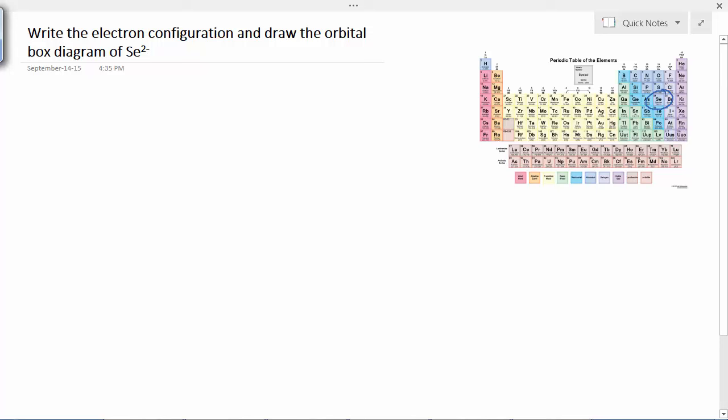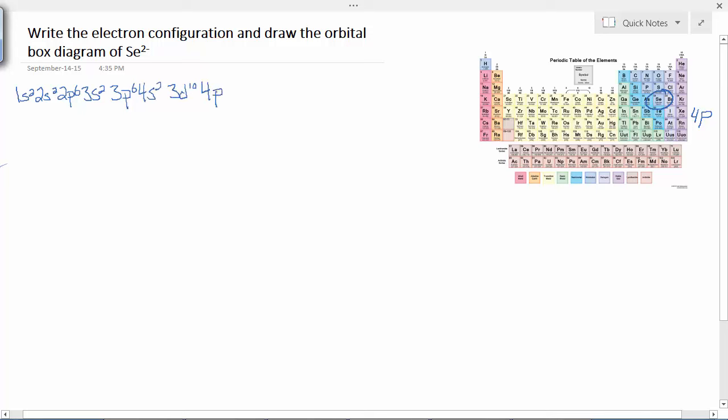First of all, I would say go find where selenium would be. So it's in the 4p set. So the last term that I would normally be looking for would be a 4p term. So this is 1s2, 2s2, 2p6, 3s2, 3p6, 4s2, 3d10, 4p4 would be the neutral ground state electron configuration of selenium. Now, selenium 2- implies that somehow selenium has gained 2 additional electrons.